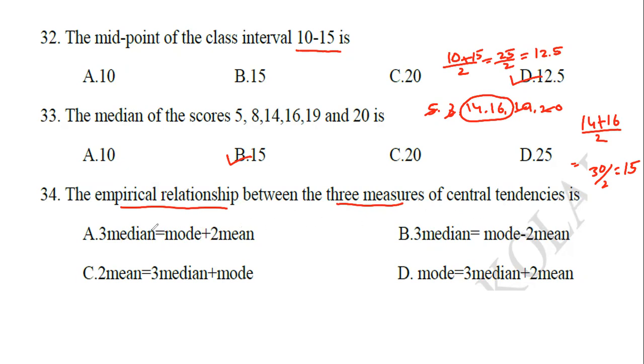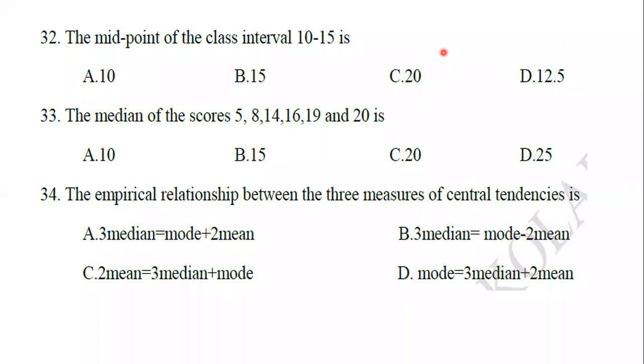And every time median is on the left hand side. So if you don't know the formula, no trick is there here also. 3 median, always 3 median. Okay, next, here minus is there, here plus is there. Always it comes some value plus. Okay, 3 median is equal to mode plus 2 mean. Which option is right? Option A is correct.